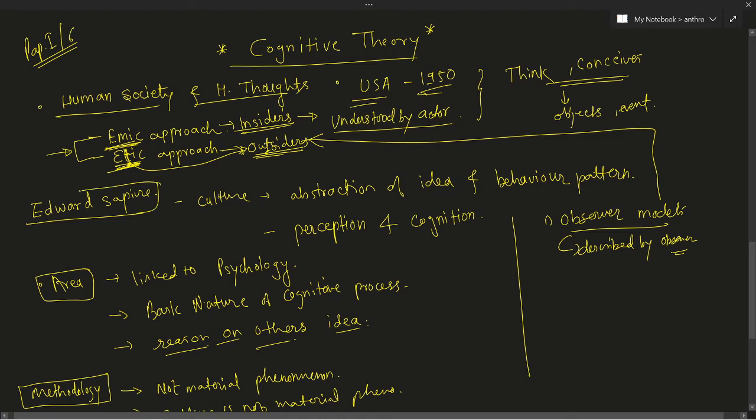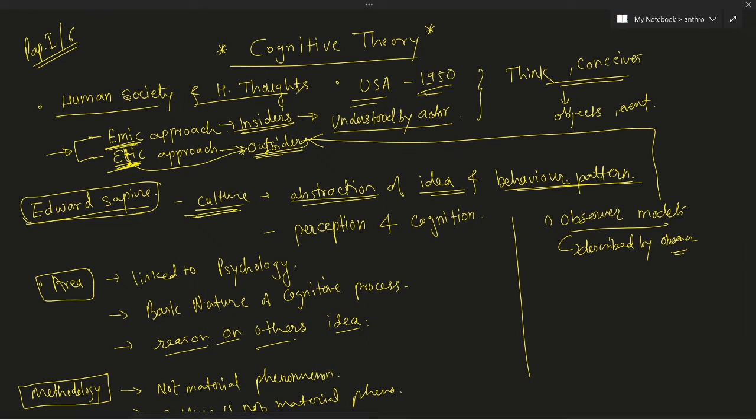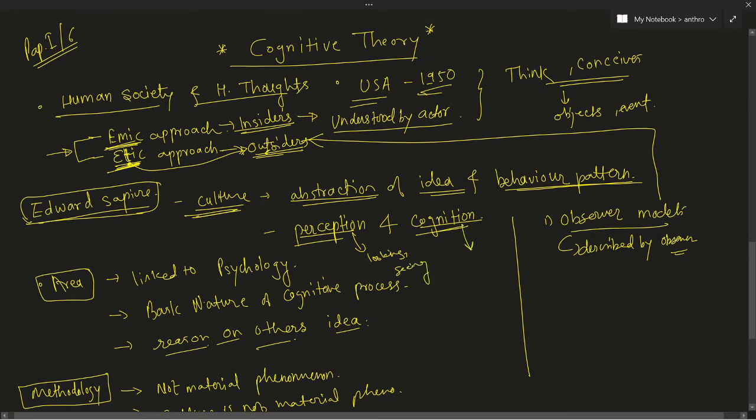The roots of cognitive anthropology can be traced back to Edward Sapir. According to him, culture is basically an abstraction of ideas and behavioral patterns which may have different meanings for different behavior patterns. Moreover, he also told about the distinction between perception and cognition. Perception is related to looking, seeing, but cognition is about attributing meaning. So this is related to cognition.